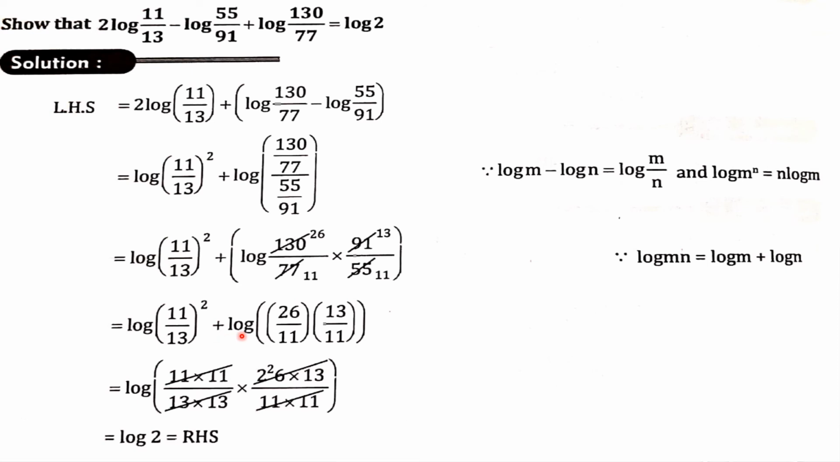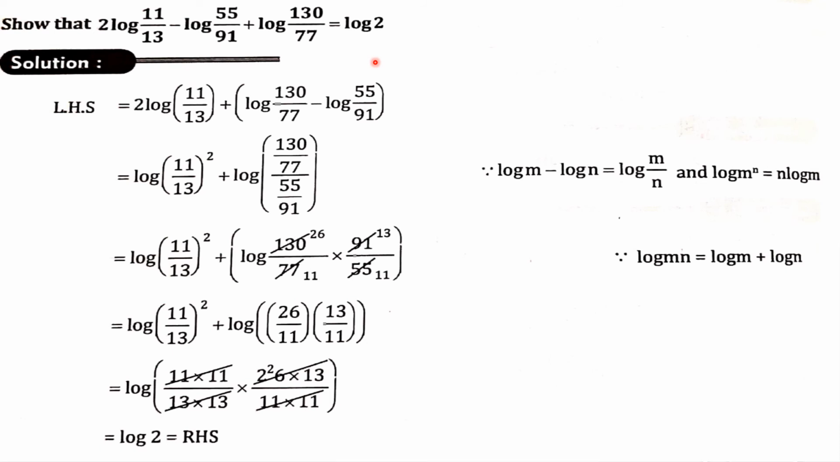So here m plus n you have, so m into n into 26 into 13 divided by 11 into 11. So this 11 and this 11 will get cancelled. So this 13 and this 13 and this 13 ones are 13, twos are 26, so 2 will be remaining. Log 2 is the value, and here also you have log 2. So what you have done is correct, hence proved. So you can write as LHS is equal to RHS.